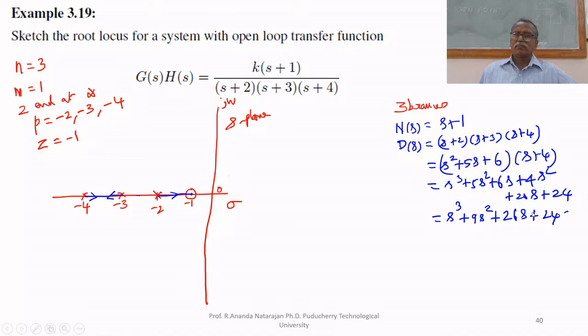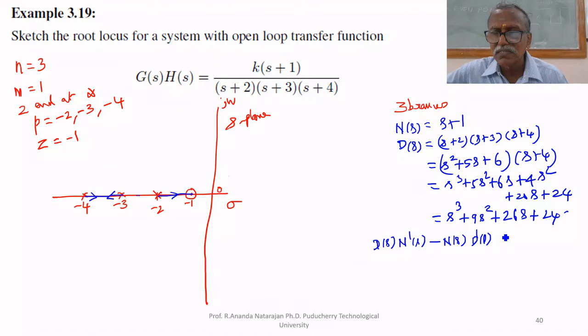How to find repeated roots? The formula is D of s N dash of s minus N of s D dash of s equal to 0. Or you can write N of s D dash of s minus D of s N dash of s. Both are the same, only the minus sign. That's why, what is D of s? D of s is s cube plus 9s square plus 26s plus 24.